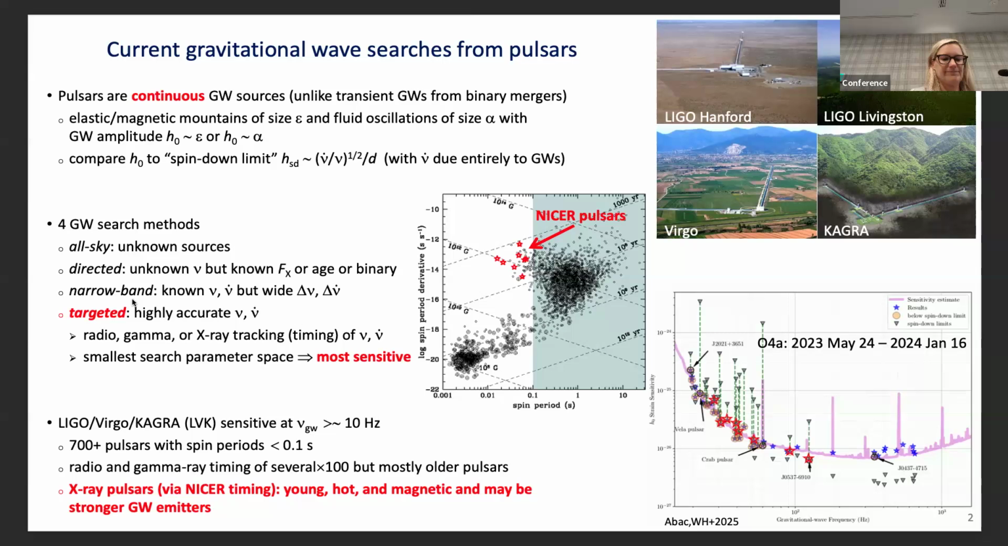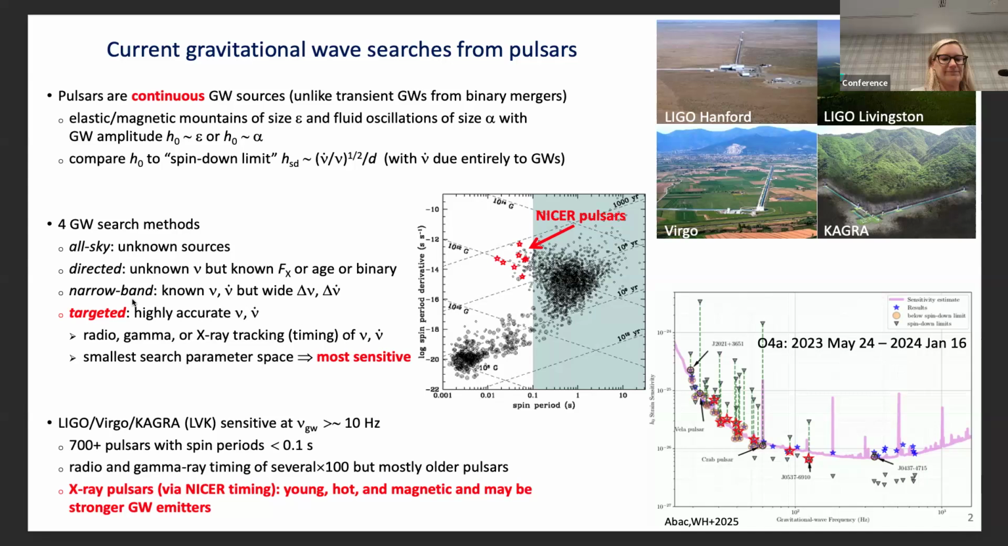So in general, there are four different ways to search for gravitational waves from pulsars. The first way is an all-sky search. These are for unknown sources anywhere in the sky, and they're the least sensitive because we don't know anything. So when we have the gravitational wave data, we have huge parameter spaces to search through. That makes them the least sensitive.